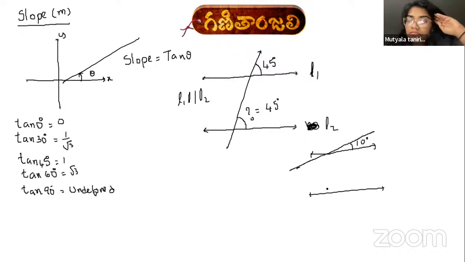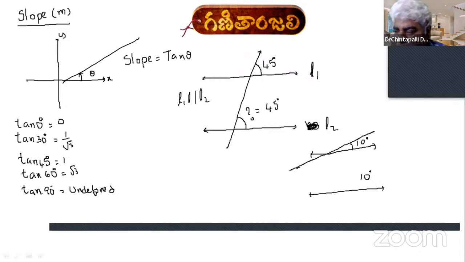Without extending these two lines to get the point of intersection, without identifying the point of intersection, we can say the angle made by this line with the lower line also. That angle is nothing but 10 degrees only. Can you say the reason?